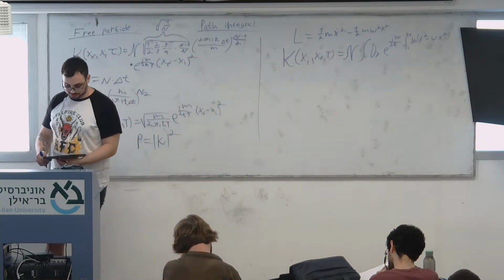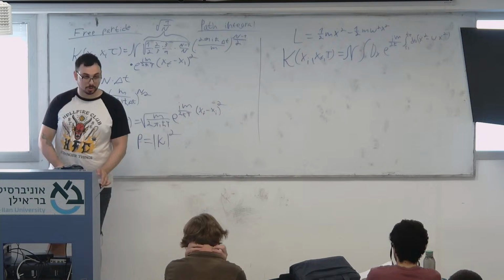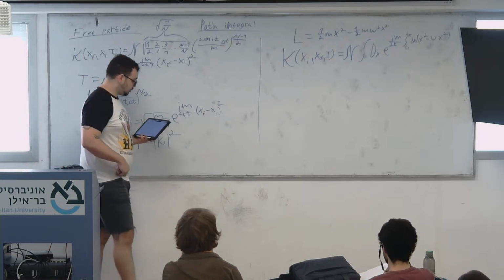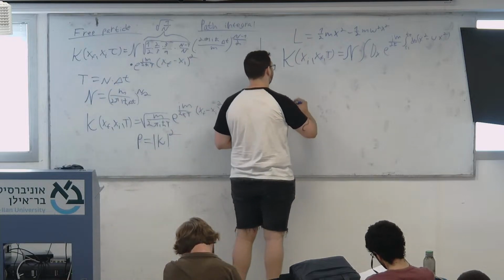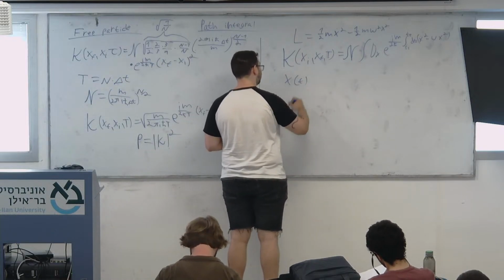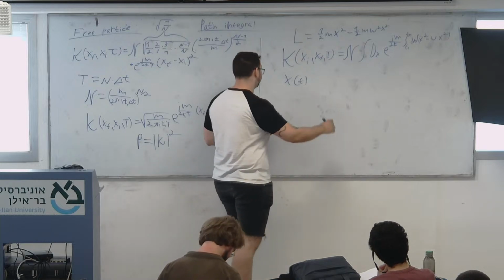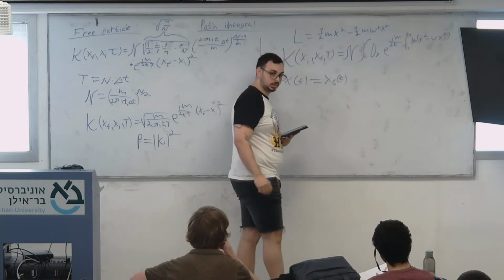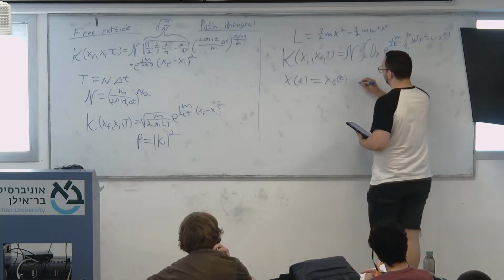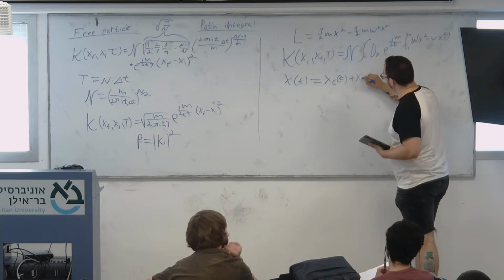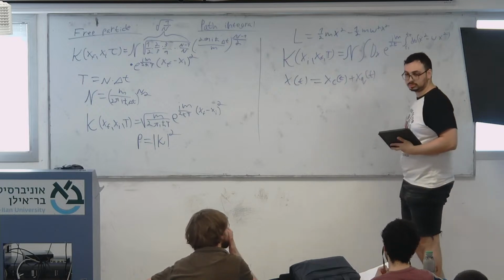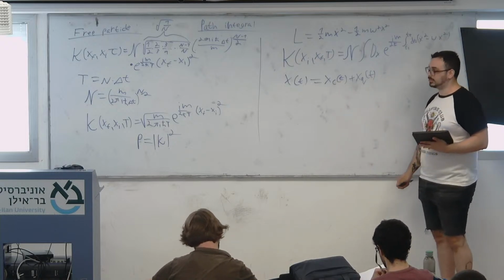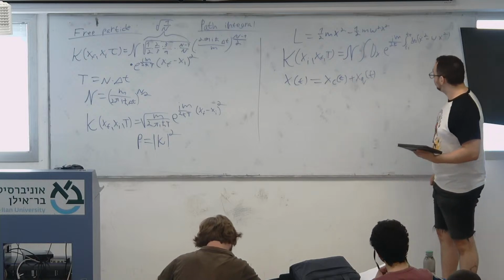Now we're going to use a method that's called decomposing the propagator, which says that we can take our location, x(t), and separate it into the classical solution, xc(t), and the quantum fluctuation. It's almost like saying it's separated into average and fluctuation.